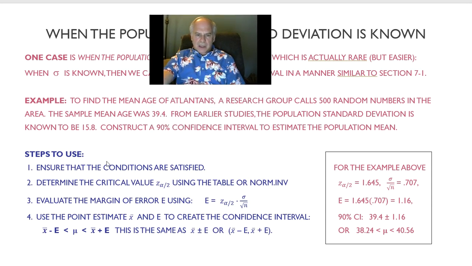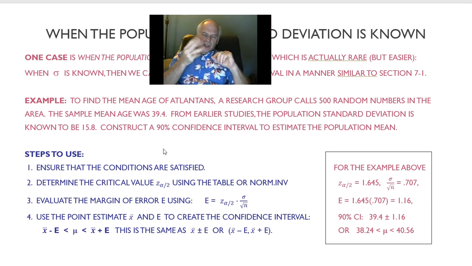Step 1, ensure that the conditions are satisfied. Number 1, do we have a random sample? Yes, it says the research group called 500 random numbers. Do we have independence, which means are there more than 10 times the sample size in the population? Well, the sample size is 500. 10 times 500 is 5,000. Are there more than 5,000 people that live in Atlanta? Well, yes. There are millions that live in Atlanta.